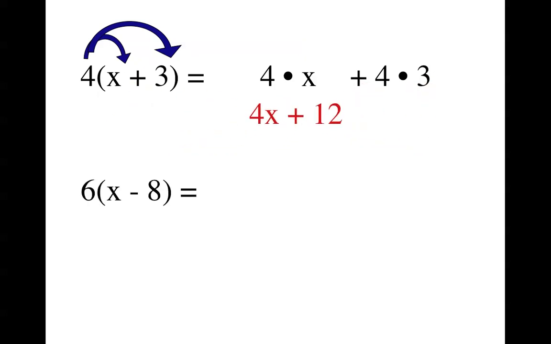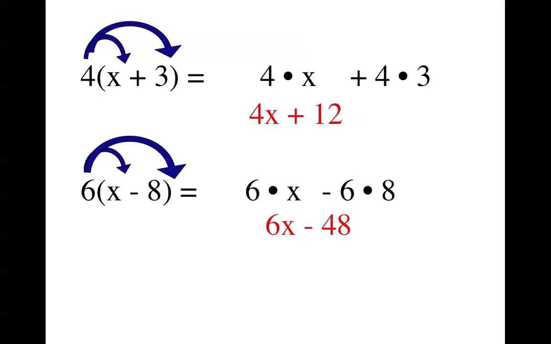Without the picture, I could easily do this. I have 6 times x. 6 groups of x would be 6 x's. 6 times 8 would be 48. So I get 6x minus 48.